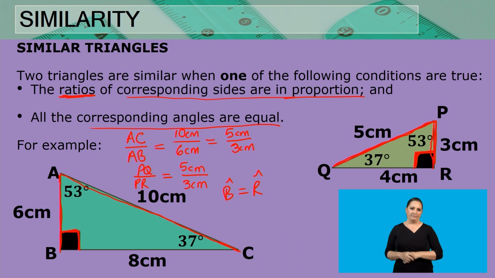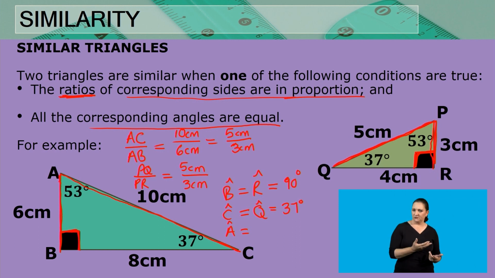But when we look at angle C, we can see that angle C is equal to 37 degrees, and when we look at the smaller triangle, angle Q is also equal to 37 degrees. Maybe we can write that down, just like angle B and angle R are both equal to 90 degrees. And lastly, when I look at angle A, I can see that it has a measurement of 53 degrees, which is also the same as angle P in our smaller triangle. They are both equal to 53 degrees.